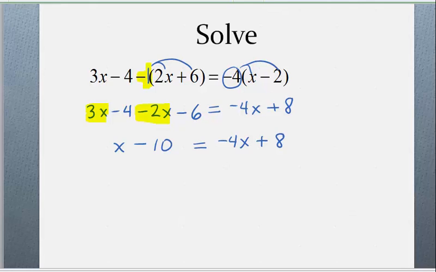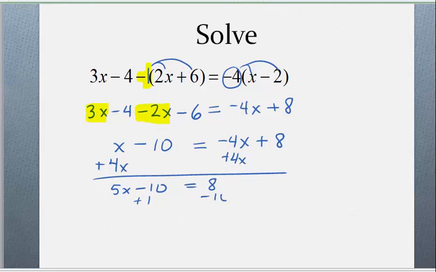Now again, we're back to the point where we want to move the variables to one side and the constant terms to the other. I'll move my variables first by adding 4x to both sides. That gives me 5x minus 10 equals 8. Now moving my constant terms, I add 10 to both sides. That gives me 5x equals 18. And the last step is to divide by 5. Now in this particular case, 5 doesn't divide into 18 evenly. That's okay. Just leave it as a fraction, 18/5.